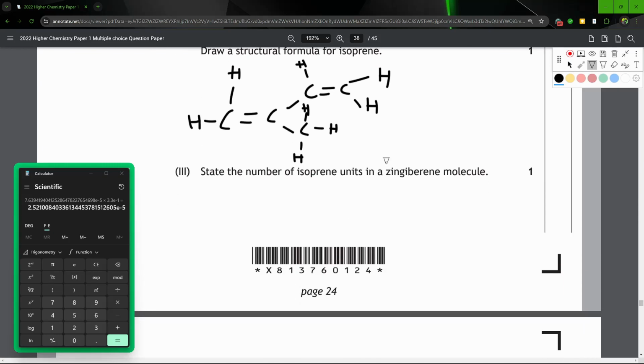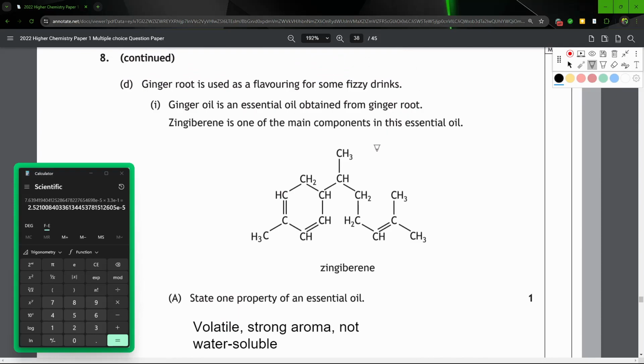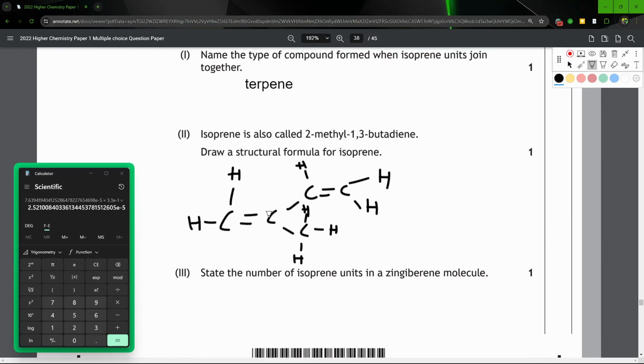State the number of isoprene units in the zingiberine molecule. So what we're going to do here is count up all the carbons. We have 1, 2, 3, 4, 5, 6, 7, 8, 9, 10, 11, 12, 13, 14, 15. And since each isoprene unit is 5, 15 divided by 5 is 3.